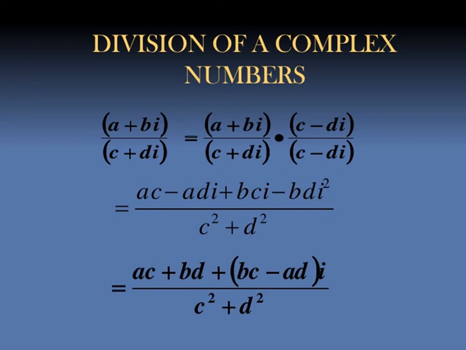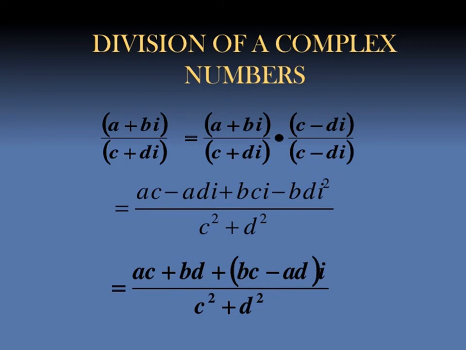Then the next term becomes ac plus bd, and take the imaginary terms separately in the numerator. ac plus bd is the real part of this complex number, plus bc minus ad, take the bracket for this, and outside the bracket write the imaginary number i. So it is ac plus bd plus bc minus ad into i. This is divided by the complex number in the denominator, c plus di.